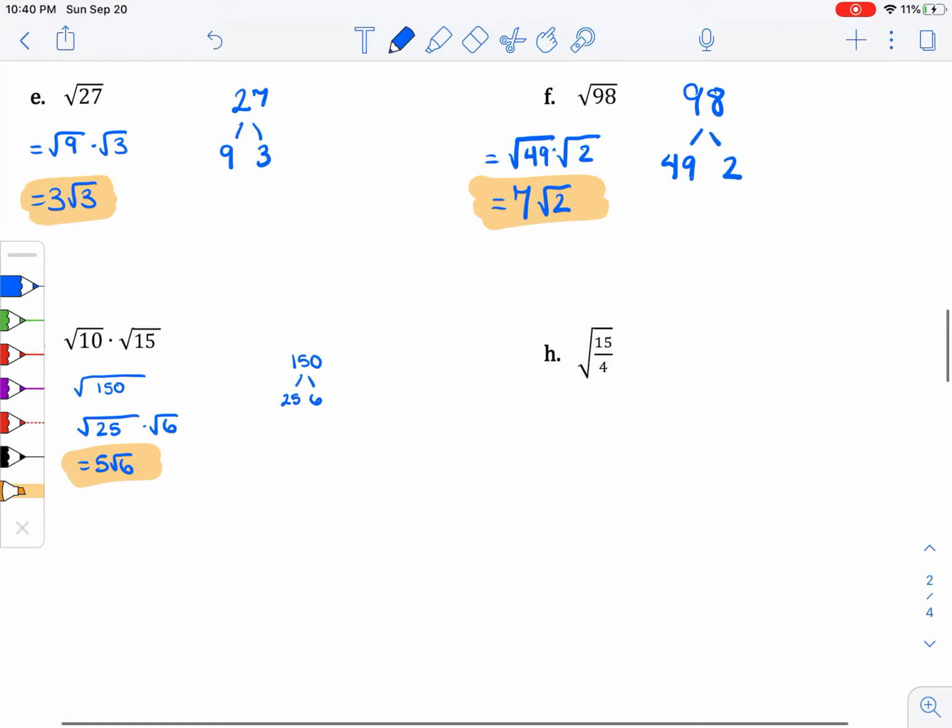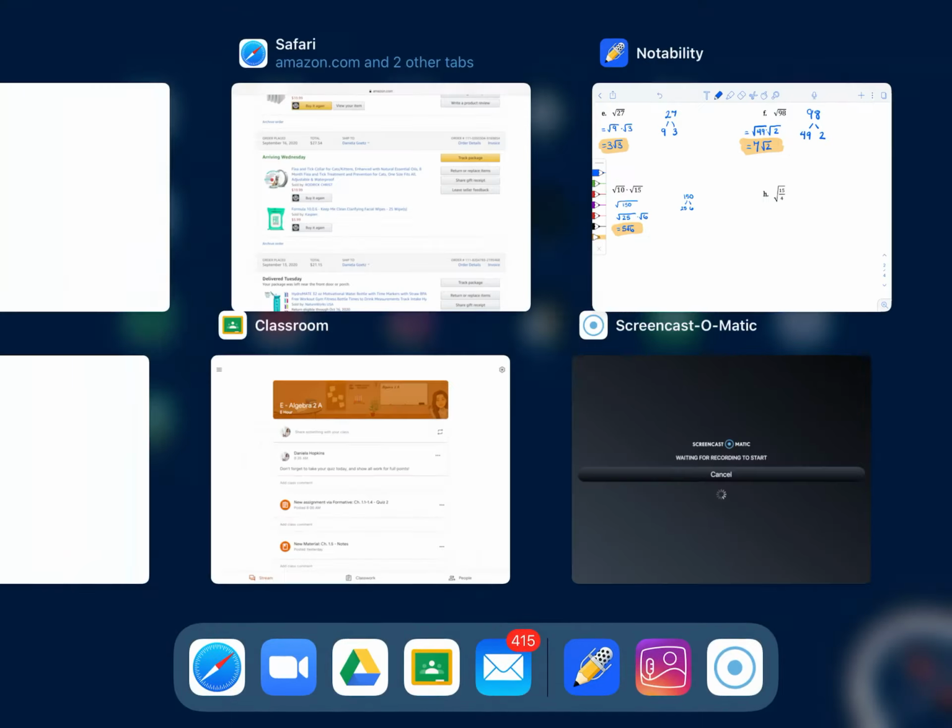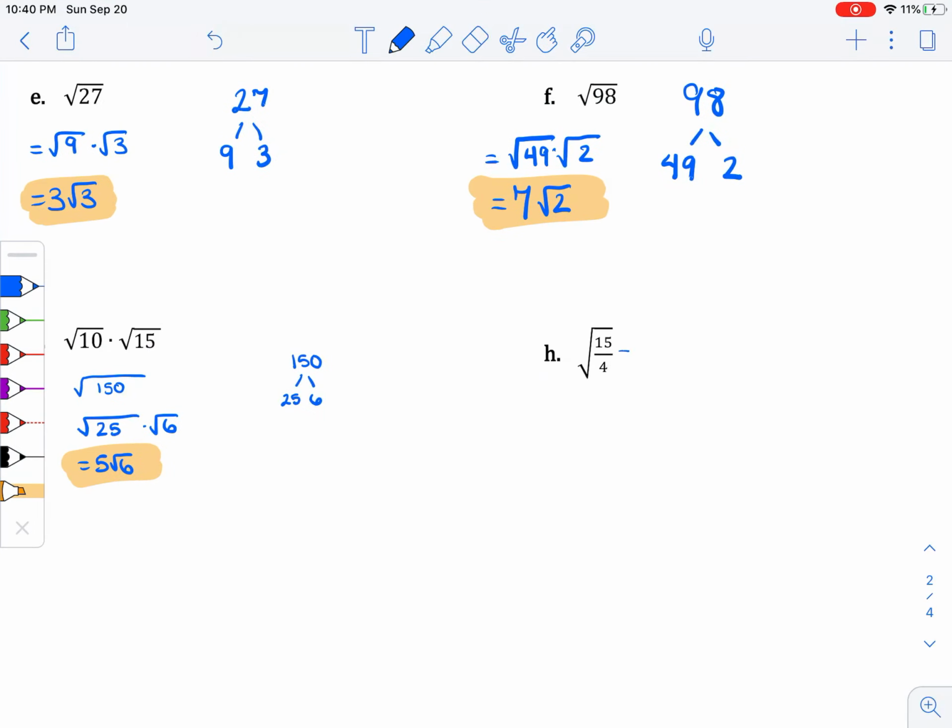Likewise for part H, we could think of this as the square root of 15 times the square root of 4, and we know that the square root of 4 is 2, so we're left with the square root of 15 over 2. All right, so just a reminder, those are the two things that we need to be able to do to simplify these radicals.